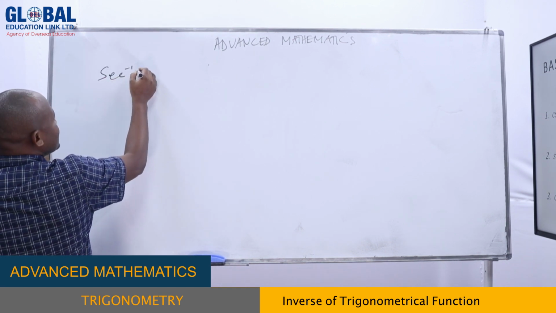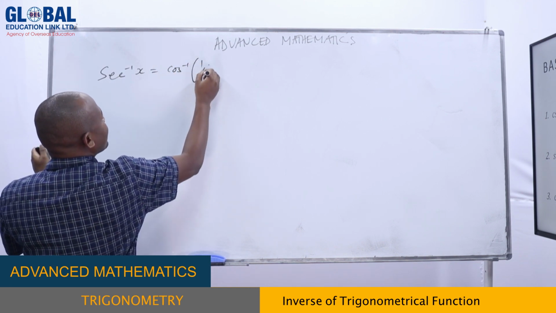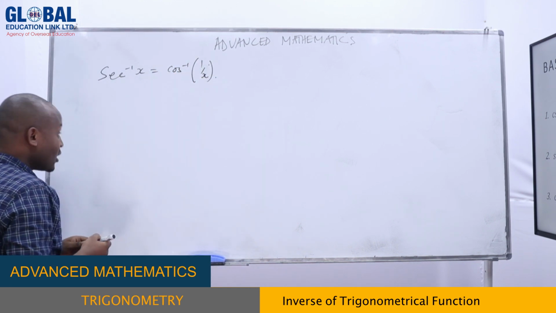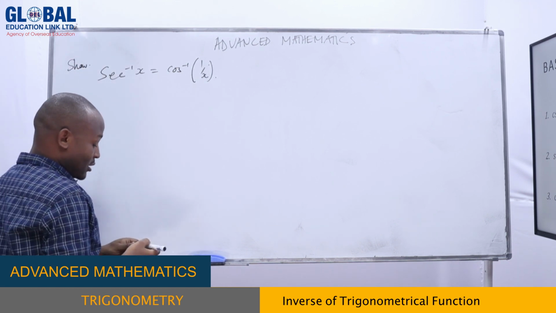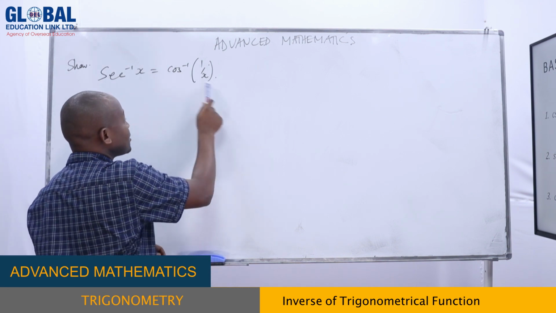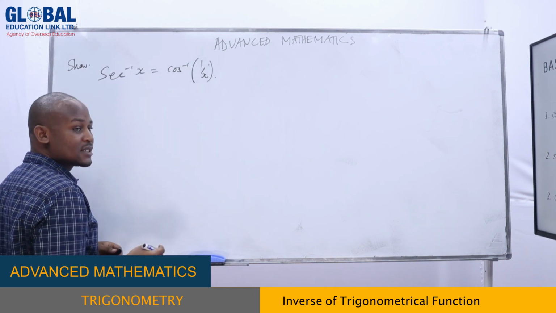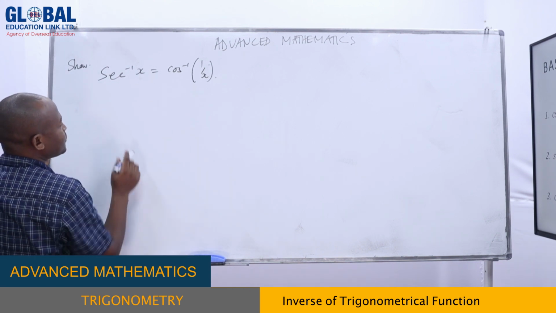Sec inverse of x is equal to cos inverse of 1 over x. Let's say you are asked to show this. Show that this is equal to that. How can you do that? It's simple.